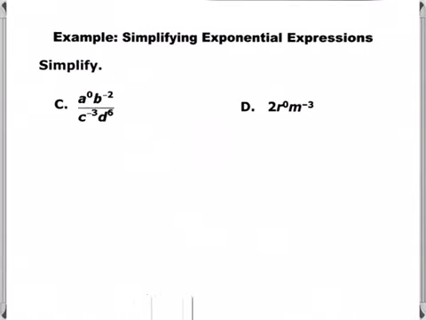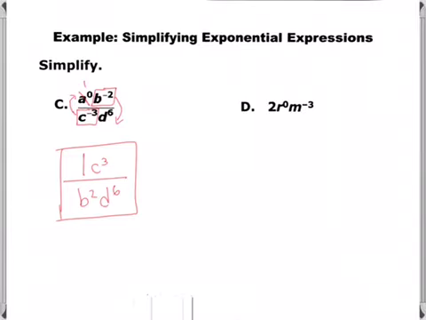All right, so C, we've got a to the 0, b to the negative second. Well, I know the b is going to move, so the negative has to become a positive, b squared. And then we've got c to the negative third, d to the sixth. To make the 3 positive, we move it up. We should also recognize that a to the 0 power becomes 1. So as we simplify this, a to the 0 is 1. We have a c to the third, the b squared moved down, and then we have d to the sixth. And so this is our simplified expression.